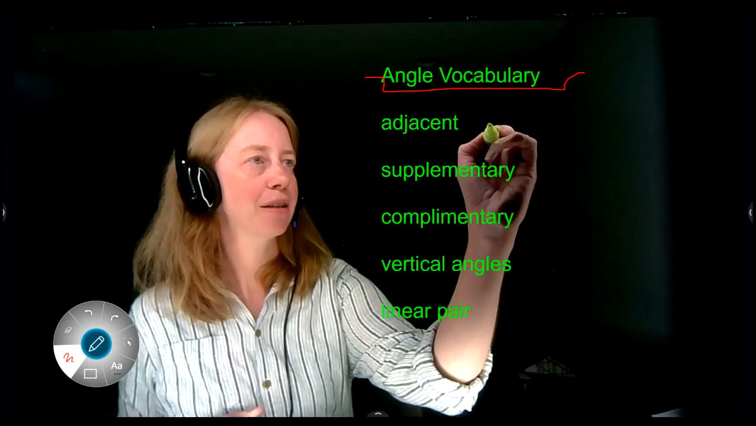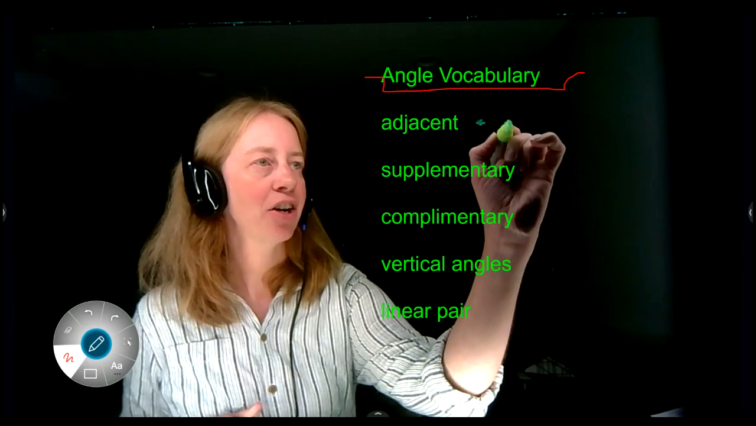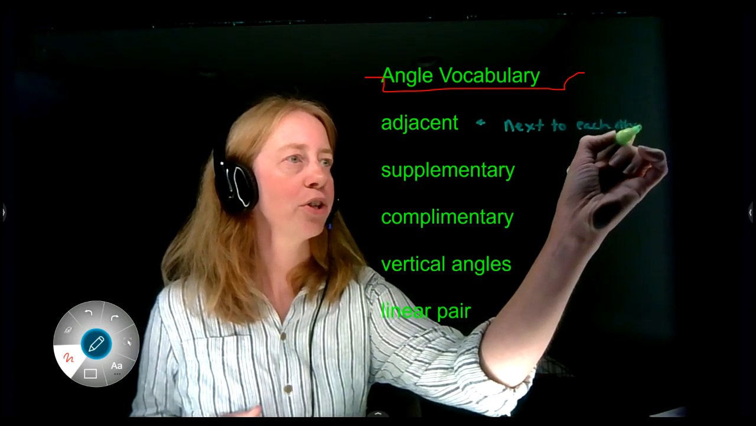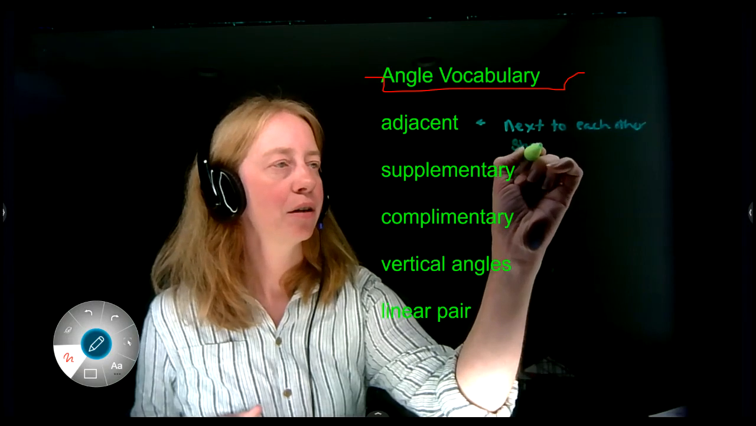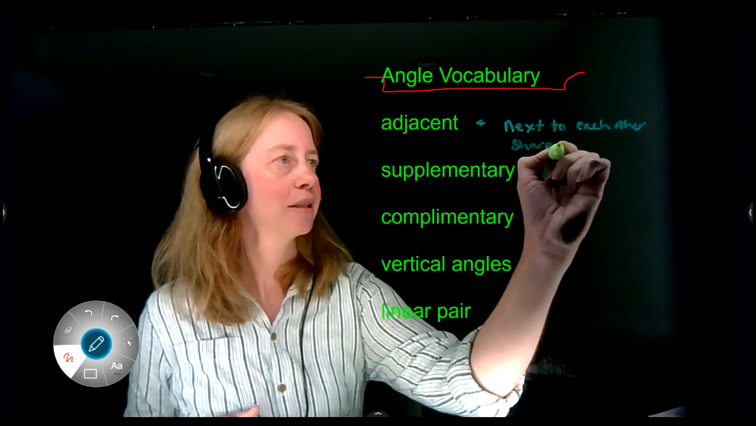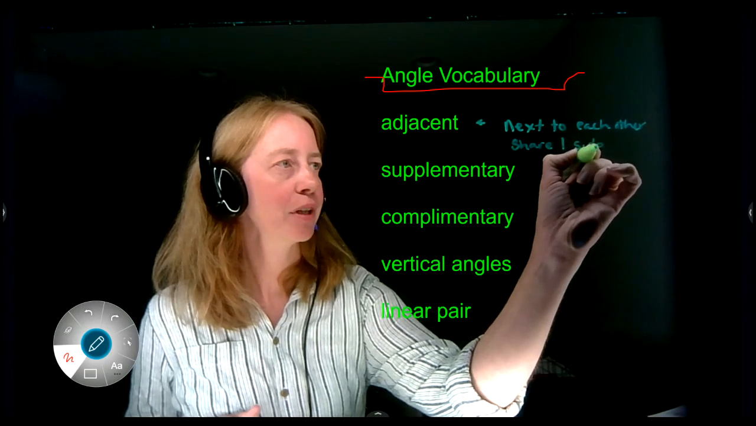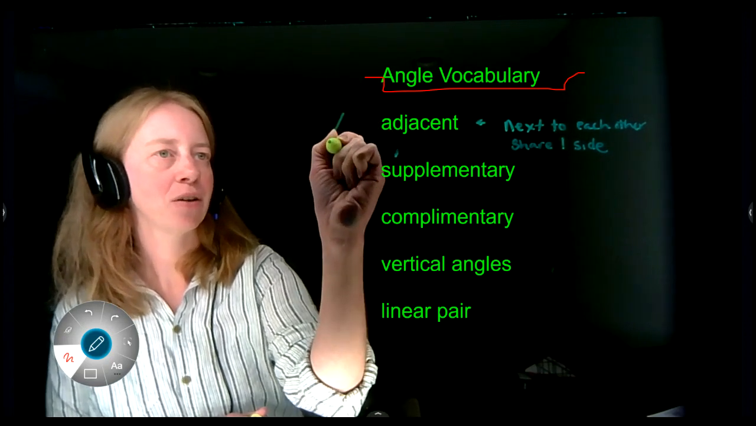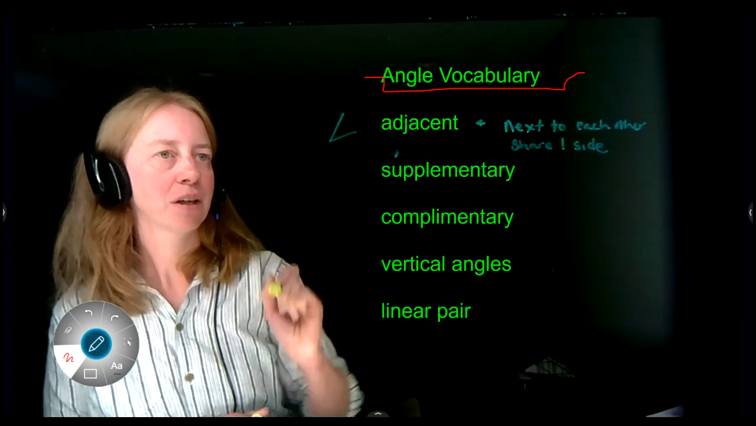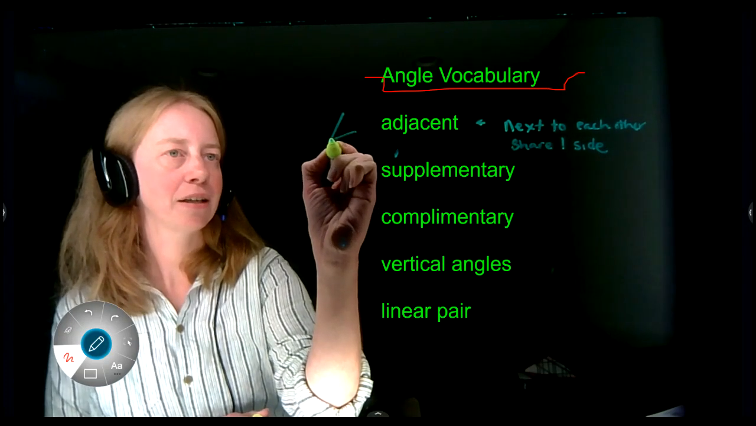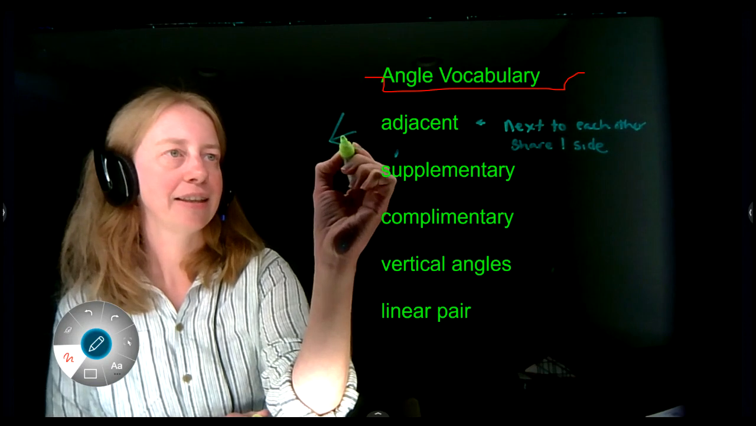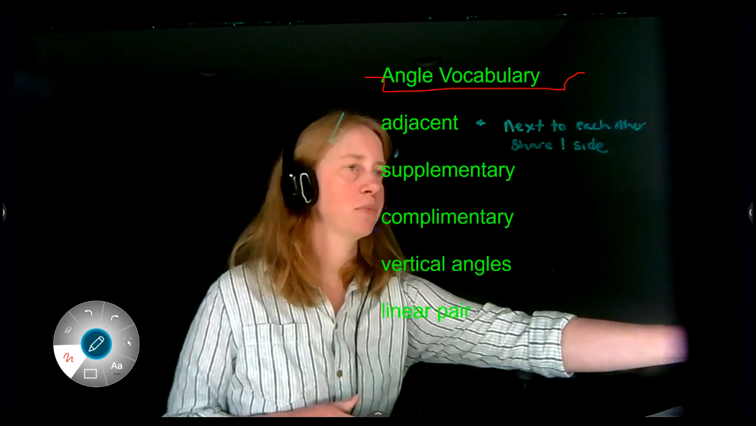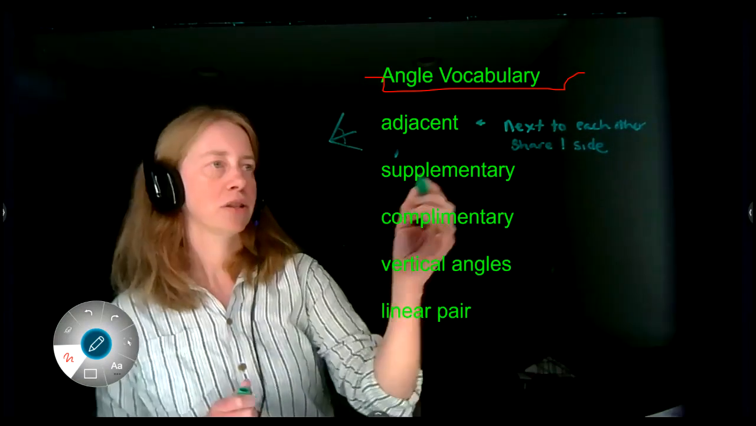So adjacent. Adjacent angles means that they are next to each other, or you could also say that they share one side. Okay, so an adjacent angle, if you have an angle here, move this over a little bit. If you have an angle here, and you have an angle right here that's sharing the side, this angle is adjacent to this angle. Okay, so that's the first word that you need to know.